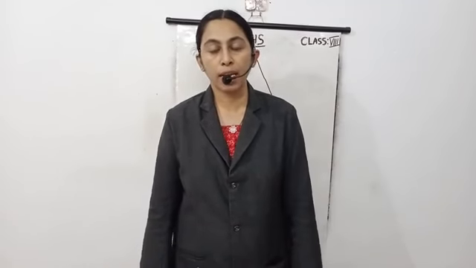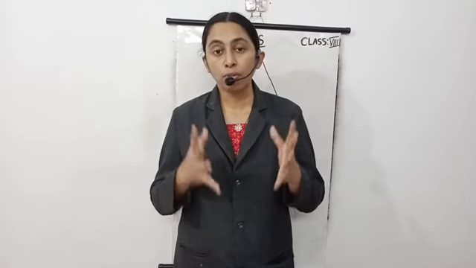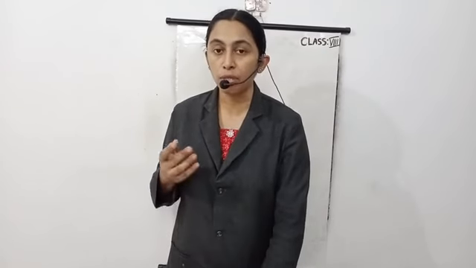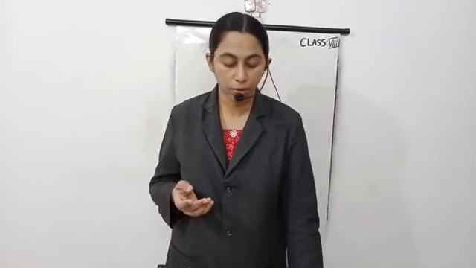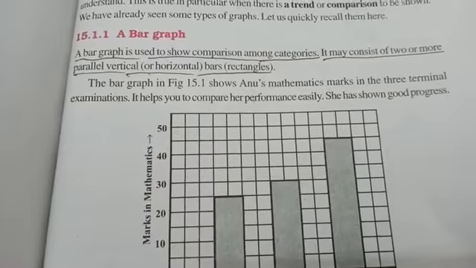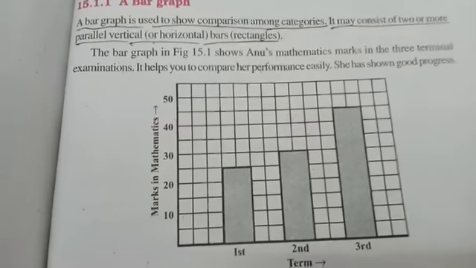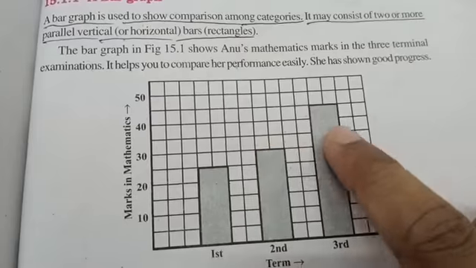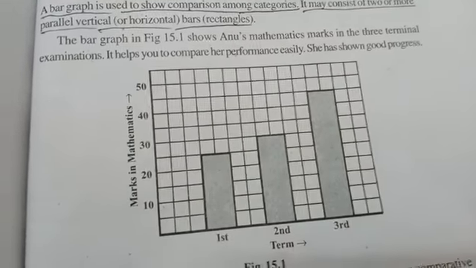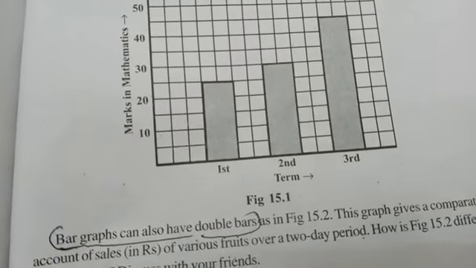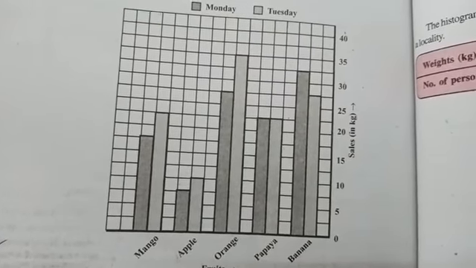In a bar graph, there are bars. We draw bars, right, like rectangles. In a double bar graph, we have double bars, 2 bars. A bar graph is used to show comparison among categories. It may consist of 2 or more parallel vertical bars. Bars means rectangles. These are in the shape of rectangles. Horizontal or vertical bars in bar graphs. Then bar graphs can also have a double bar. This is an example of a double bar graph.